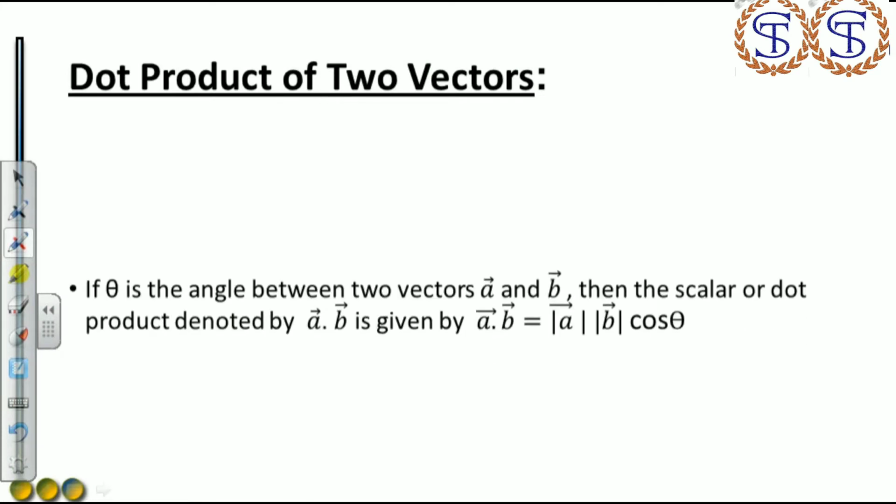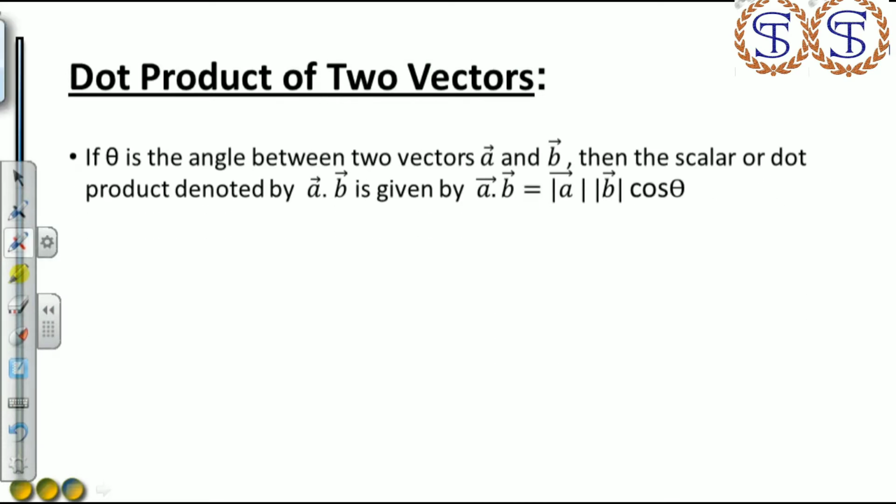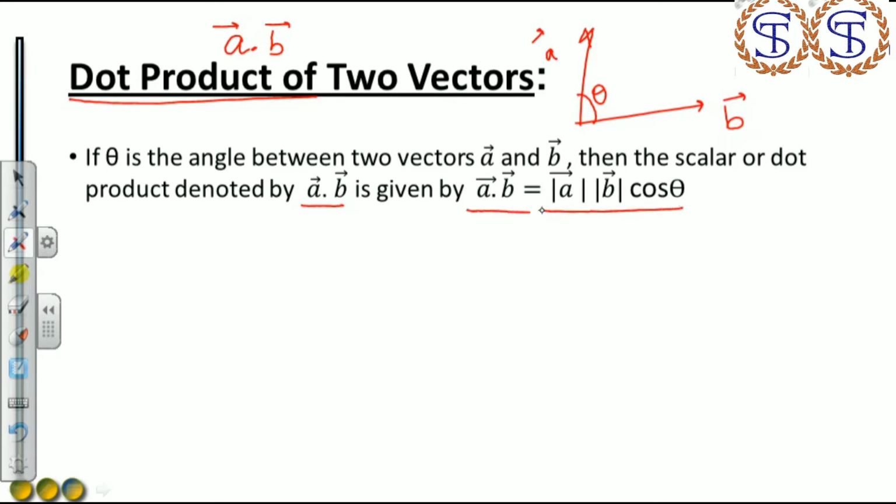In the dot product, if two vectors are given to us, let them be vector A and vector B, and let the angle between the two vectors be theta. We want to get the dot product of these two, which is represented by A dot B. The dot product of two vectors, A dot B, is equal to AB cos theta.